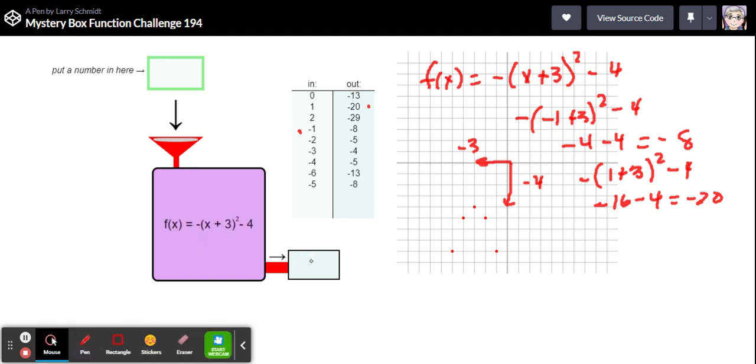Let's go ahead and reveal. Yes, f of x equals negative x plus 3 quantity squared minus 4, and let's graph. And there we have that classic parabola shape facing downward this time and moved a little bit to the left and a little bit down.